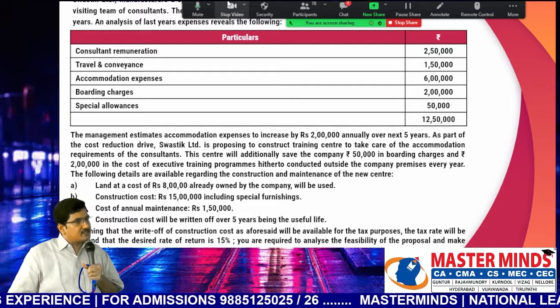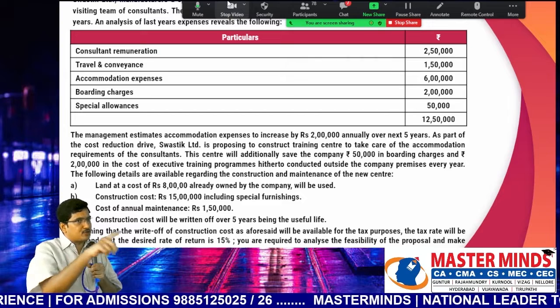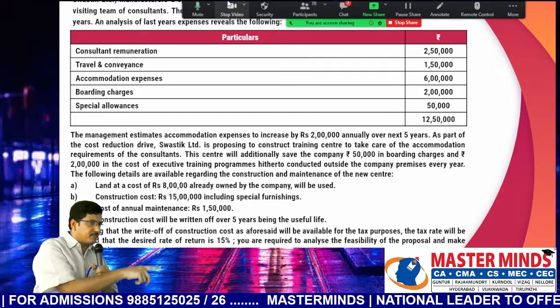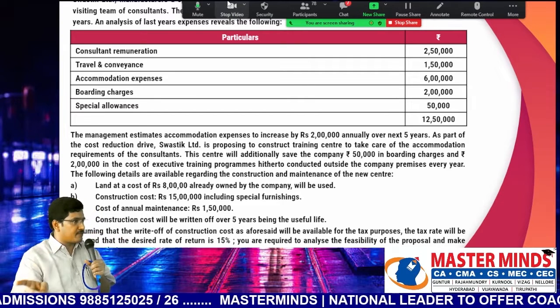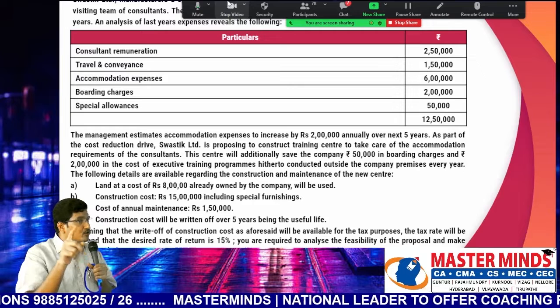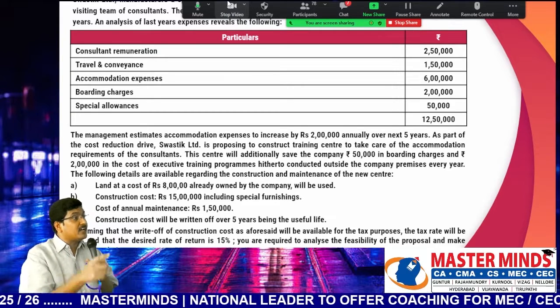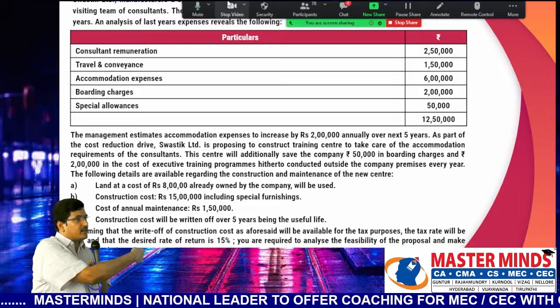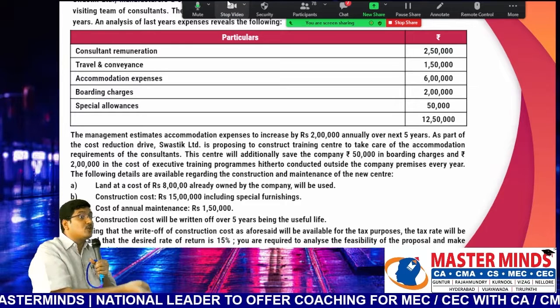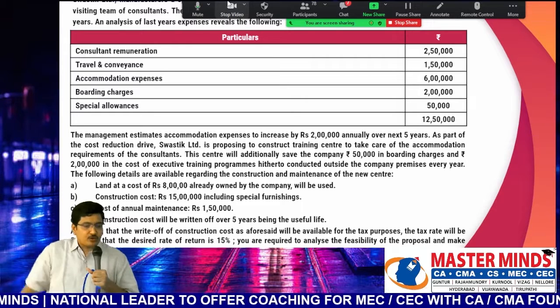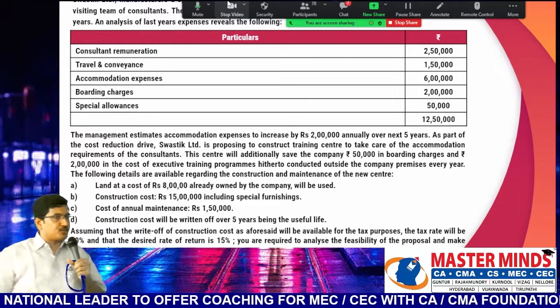Have you noticed that you are writing this two times? When the project is implemented, when the project is not implemented. That's why it is called common cost. Once it is common cost, it will be ignored in the incremental approach. Just now we have done the incremental approach where we have ignored this. Now, consultant remuneration 2.5 lakhs.